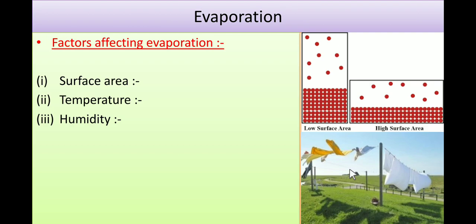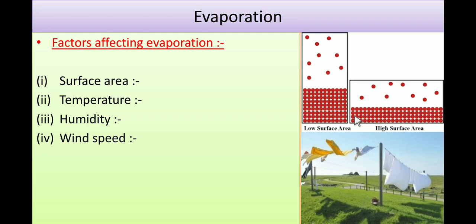This is the example. Next is wind speed. It is known that clothes dry faster on a windy day. This is because with increase in wind speed, the particles of water vapor move away with the wind, decreasing the amount of water vapor in the surroundings. That is why the rate of evaporation of a liquid increases with increasing wind speed.